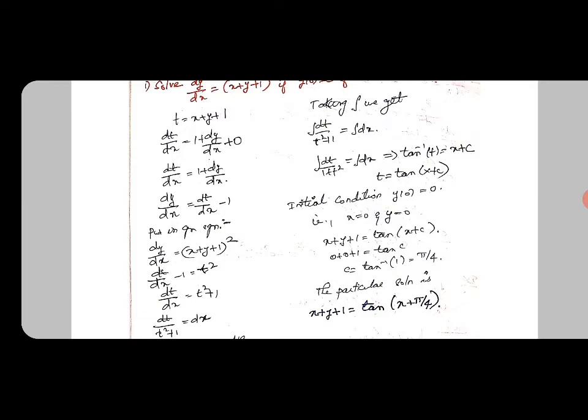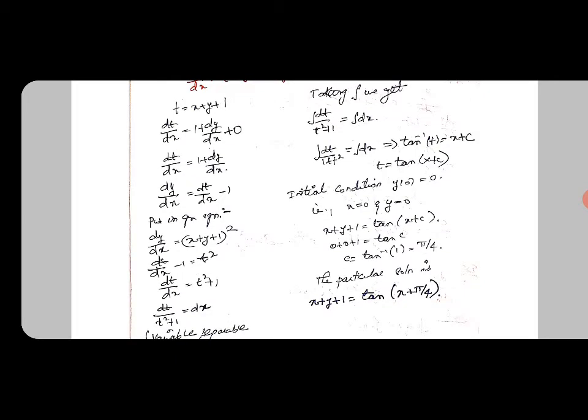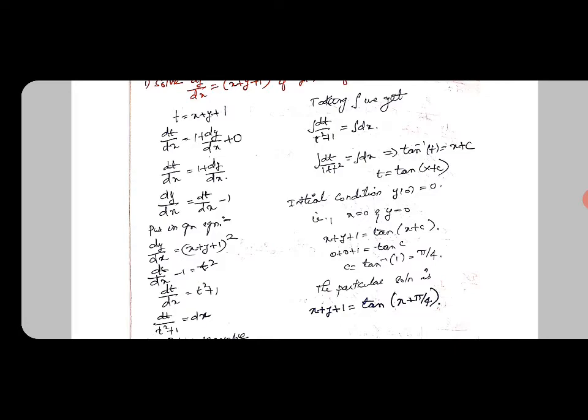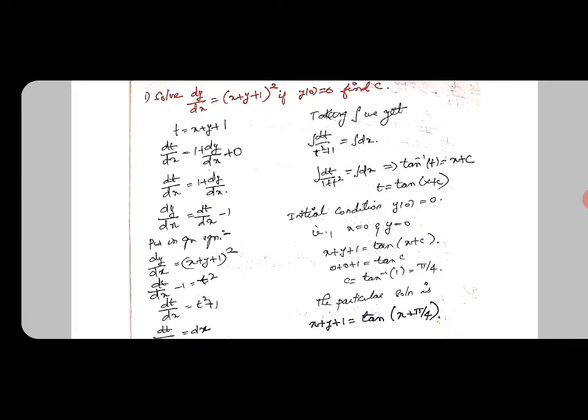Rearranging the equation, we get dy by dx is equal to dt by dx minus 1. We put this in the general form given in the question: dy by dx is equal to (x plus y plus 1) the whole squared, so dt by dx minus 1 is equal to t squared.